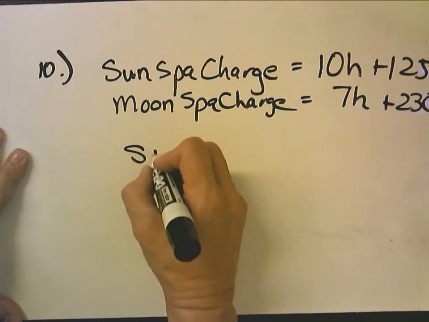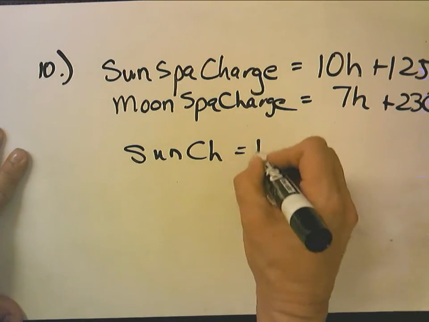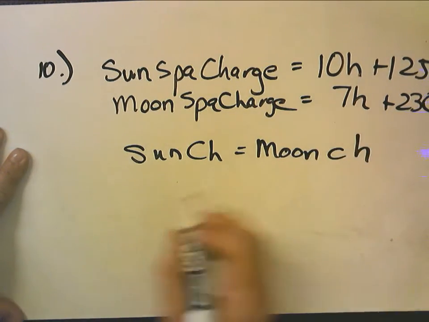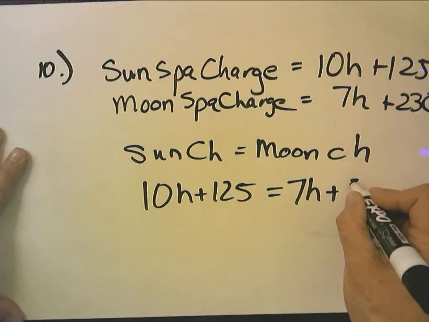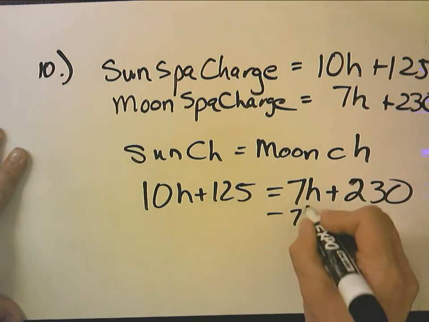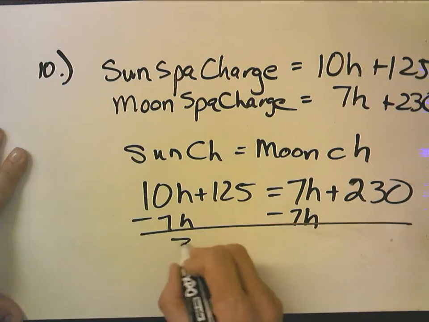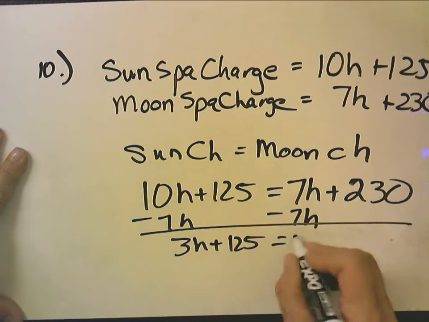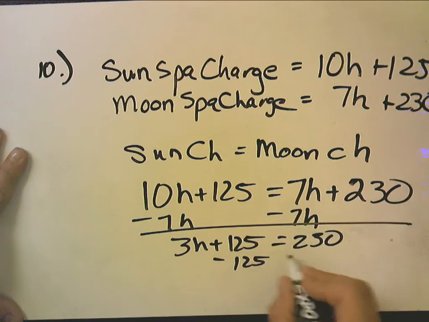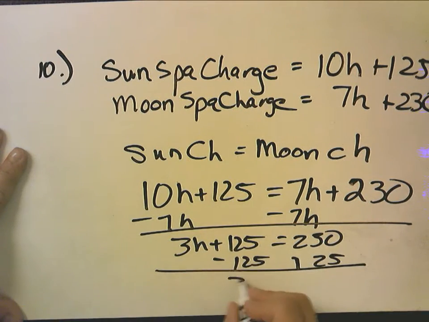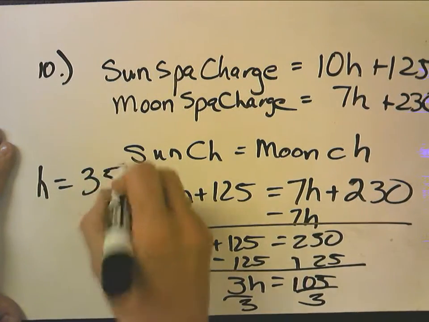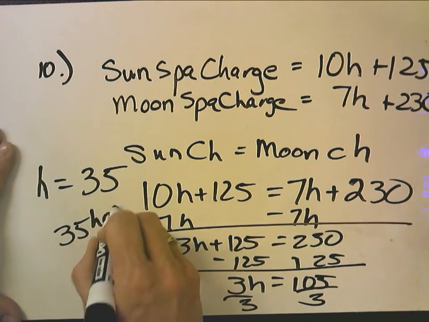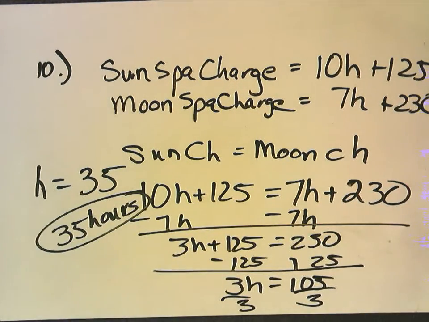Well, when does the sun charge equal the moon charge? Well, I would let 10h plus 125 equal 7h plus 230. I'd subtract 7h from both sides. 3h plus 125 equals 230. Subtract 125 from both sides. 3h equals 105. Divide by 3, divide by 3. h equals 35. So the answer would be, after 35 hours, it would be the same charge at both.